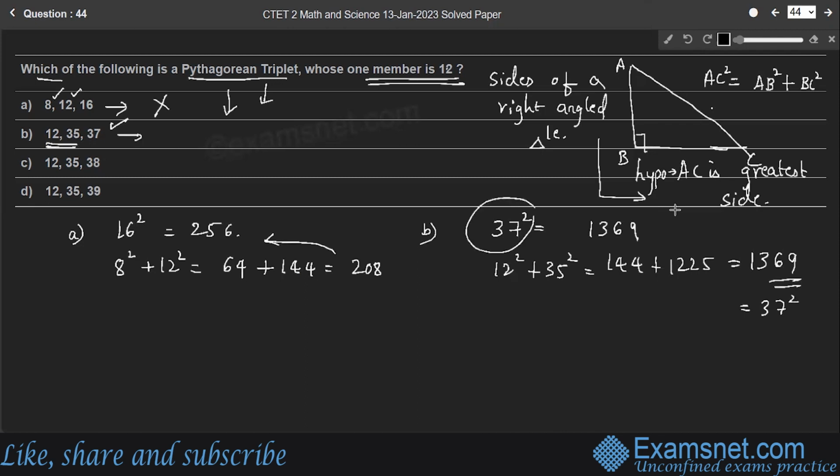So square of the greatest side, square of the hypotenuse is equal to the sum of the squares of remaining two sides. Therefore, 12, 35 and 37, these three are Pythagorean triplets, right? So that means with this measurement, you can construct a right angle triangle, right? So with hypotenuse 37, maybe centimeter or meter, the remaining two sides are 12 and 35, right? Therefore, option B is the right answer.